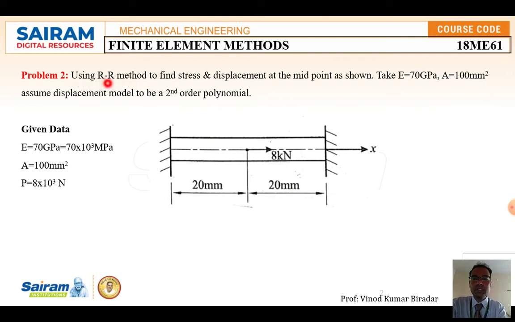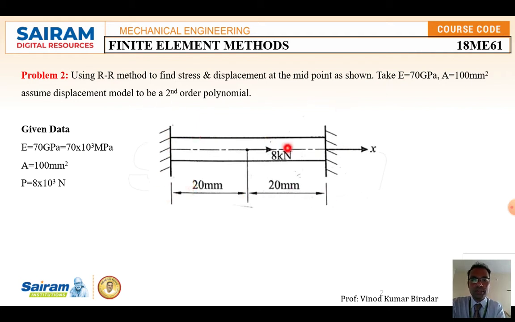So using the Rayleigh method, find the stress and displacement at the midpoint as shown in the below figure, and take Young modulus is 70 gigapascal and area is equal to 100 mm square, and assume the displacement to be a second order polynomial function. So you have to calculate the stresses and strain, that is the displacement at the middle point of this junction. Look at here, the bar is given.